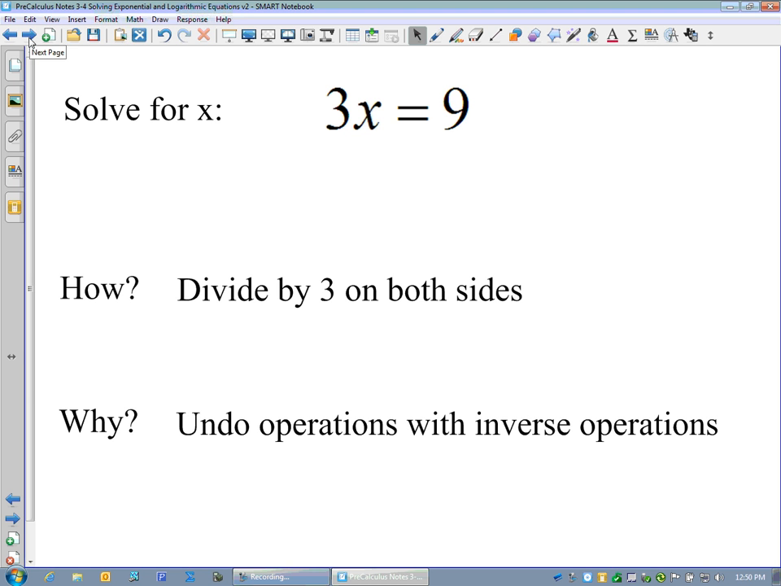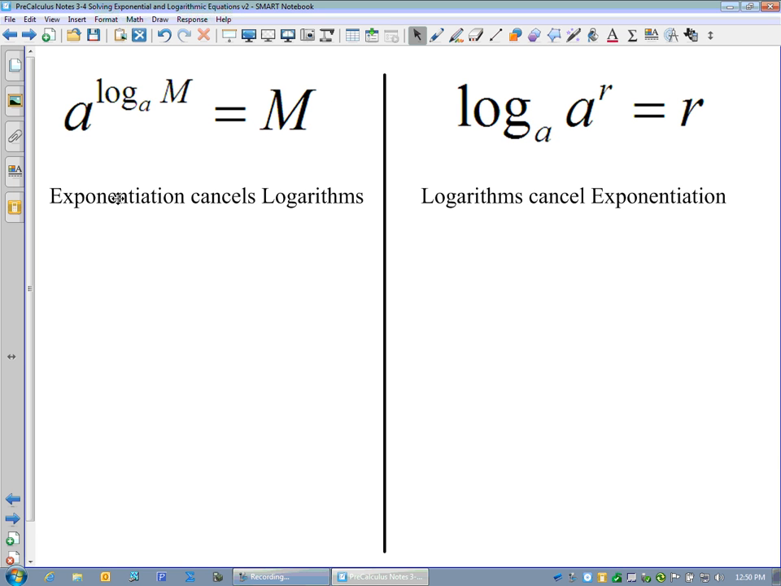So here we can take a look at the fact that exponentiation cancels out logarithms, and logarithms cancel out exponentiation. We can see that in some of those inverse properties that we saw in a previous section. So a to the log base a of m means that these can cancel, leaving just the m. And similarly, the log base a of a to the r means these can cancel, leaving just the r. That's because exponentiation cancels logarithms, and logarithms cancel exponentiation.